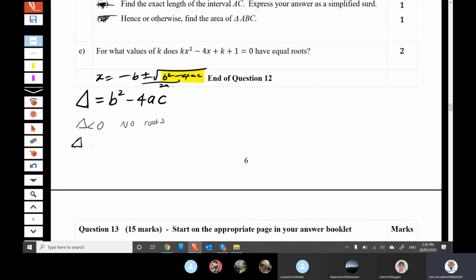The discriminant, and if it equals 0, how many solutions will you have if it equals 0? Well, quickly do it. You get x equals minus b plus minus square root of 0 over 2a. What happens to plus minus root 0? All gone. How many solutions will you get? 1, right? It's just x equals negative b over 2a.